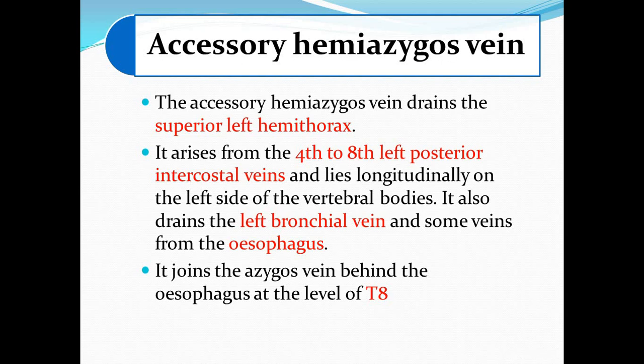The other vein of the azygos venous system is the accessory hemiazygos vein. It drains the superior left hemithorax. So it arises from the 4th to 8th left posterior intercostal veins and lies longitudinally on the left side of the vertebral bodies. It also drains the left bronchial vein and some veins from the esophagus. Then, as we mentioned previously, it joins the azygos vein behind the esophagus at the level of T8.